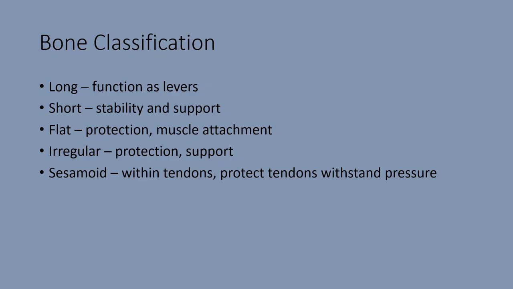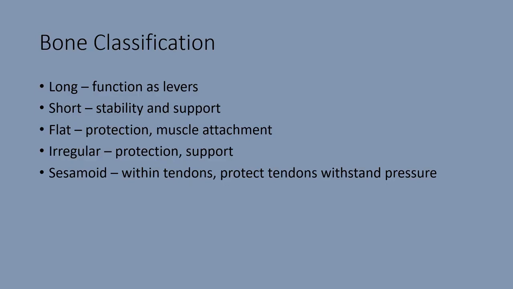So how do we classify bones? Because you know in biology we're going to classify everything. So we do classify bones as one of five different types. You have long bones, which, as the name implies, are very long in nature. They tend to function as levers. Oftentimes muscles are attached to these to provide movement. You have short bones. These usually are used to help stabilize an area. They're used for support.